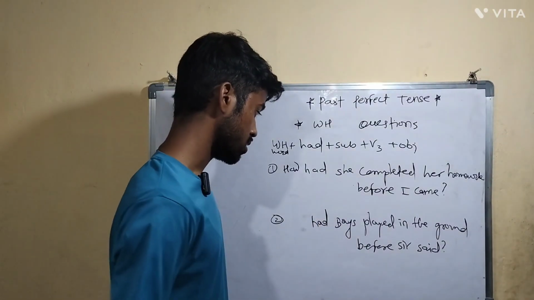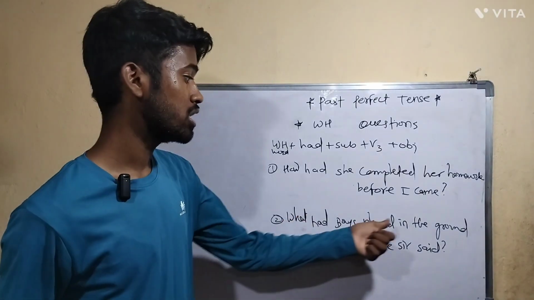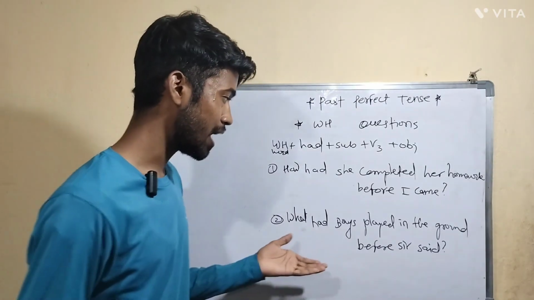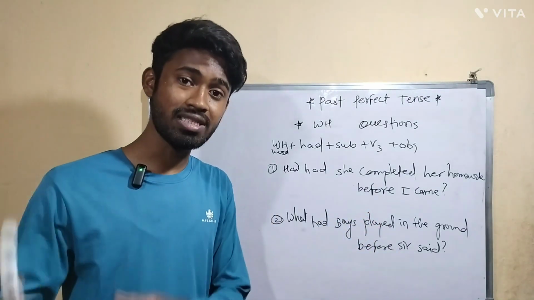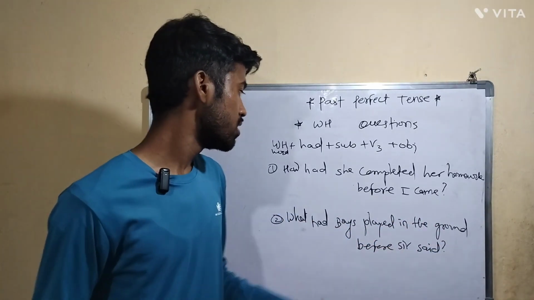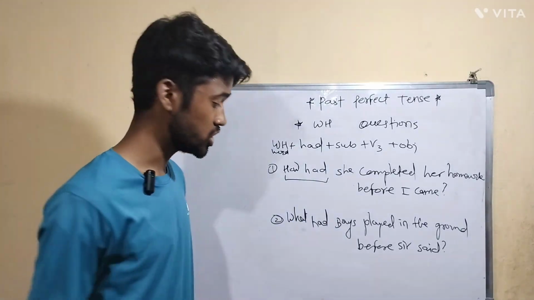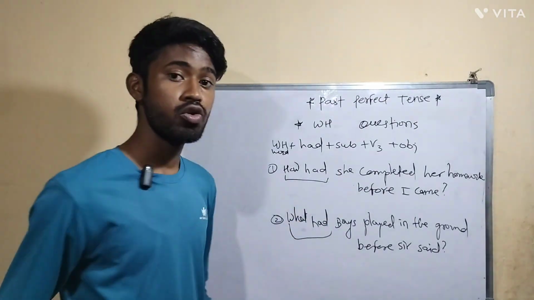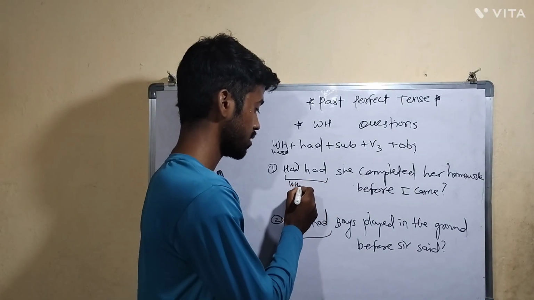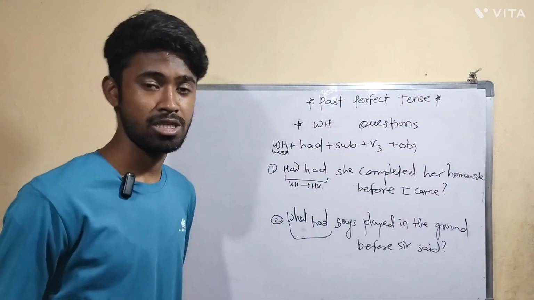We can use what here. What had boys played in the ground before sir said? Now we are asking about the game; before we were asking about permission. Now, what had boys played in the ground? What do you see after the WH word? One more rule in English: after a WH word, you always have to use a helping verb. WH word followed by helping verb. In all the sentences you will see this structure.